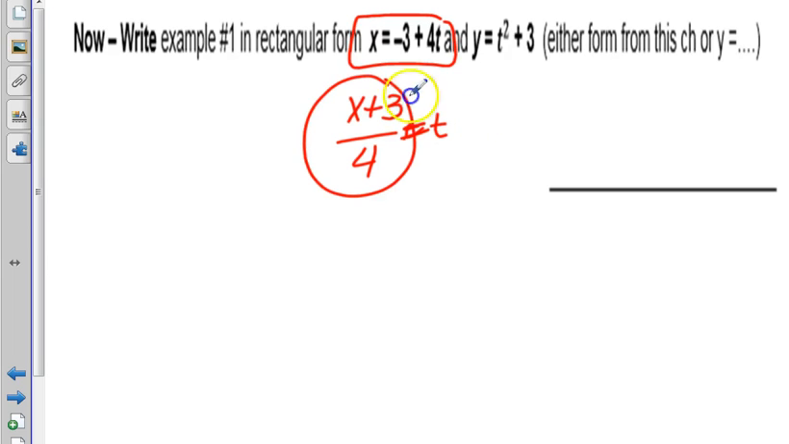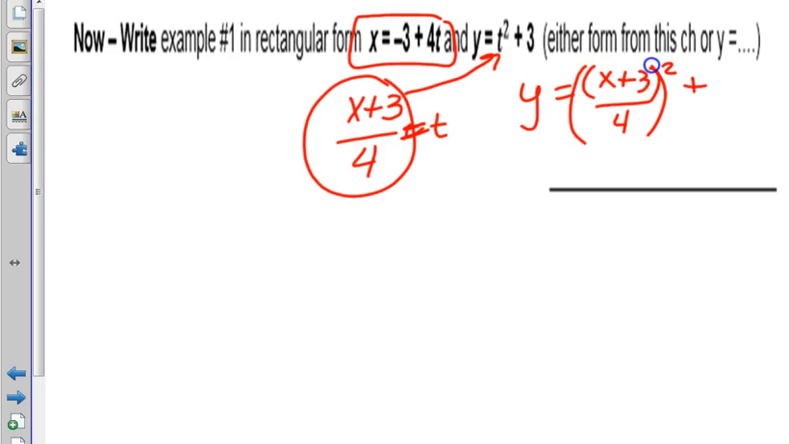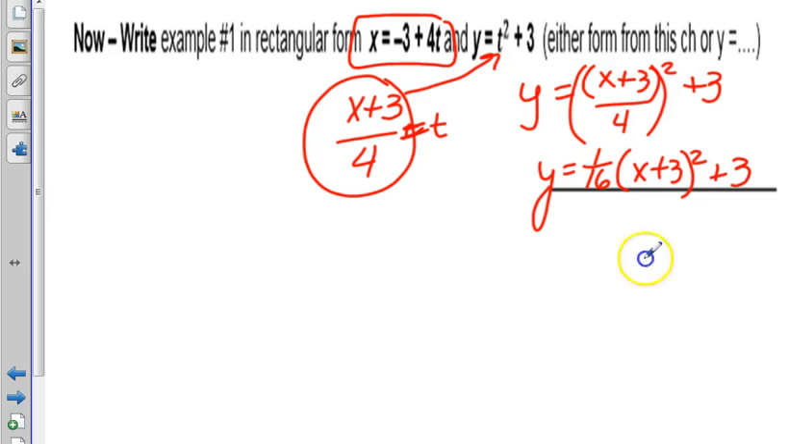And then we're going to put this in over here. (x plus 3) over 4, and we're supposed to square that and add 3. So yes, we've talked about that you could leave the x plus 3, but if you square the 4, you get 1/16 plus 3. This is vertex form, guys.